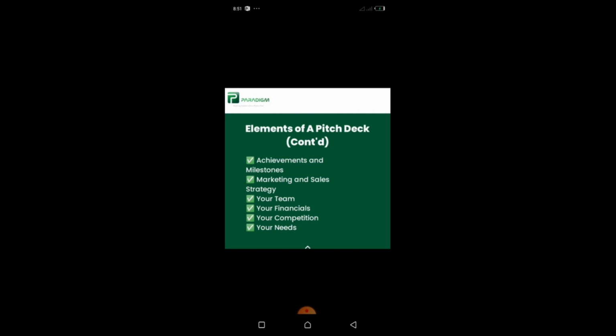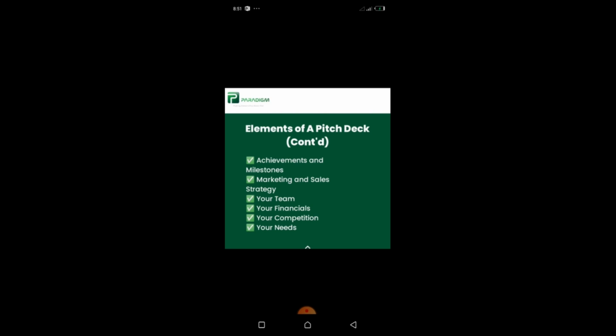The next element is, what are the marketing and sales strategy that you want to use? How do you plan to get customers? How do you plan to get them to buy? How do you plan to keep them? What is different between your own marketing strategy and that of your competitors?